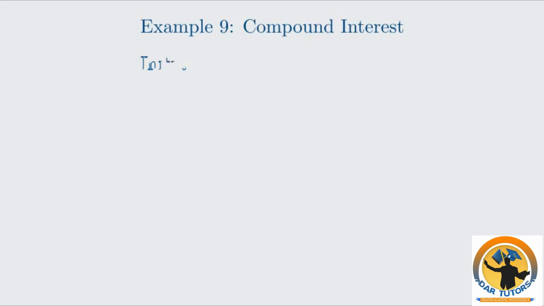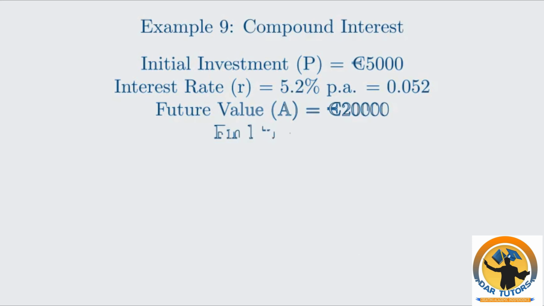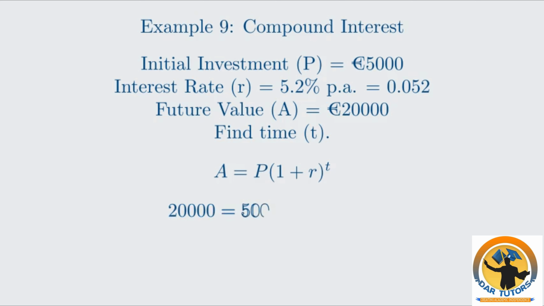Irina invests 5,000 euros at 5.2% interest compounded annually. We want to find how long it takes for her investment to reach 20,000 euros. We use the compound interest formula. The formula is A equals P times (1 plus r) to the power of T. Substituting our values, we get 20,000 equals 5,000 times (1 plus 0.052) to the power of T.